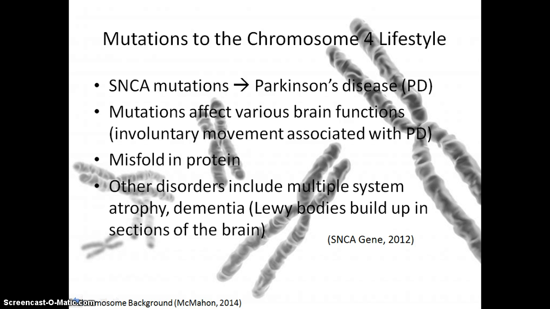So mutations to SNCA lead to Parkinson's disease, which affects various brain functions such as involuntary movement, which is associated with PD. It is a misfold in the protein which is produced by the SNCA gene, and other associated disorders include multiple system atrophy and dementia, which is found through Lewy bodies building up in sections of the brain, therefore inhibiting them from working.